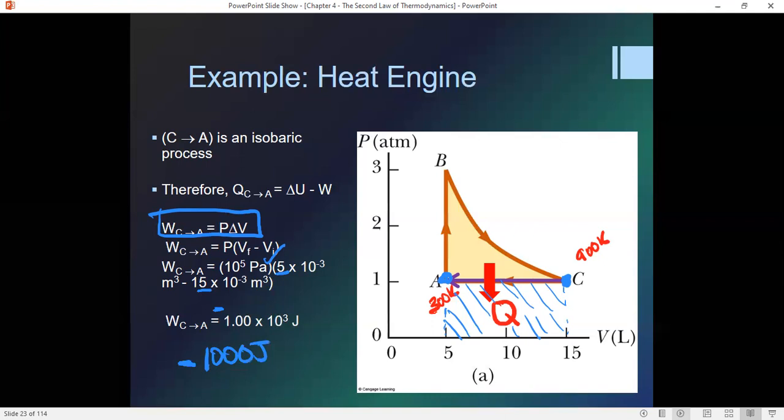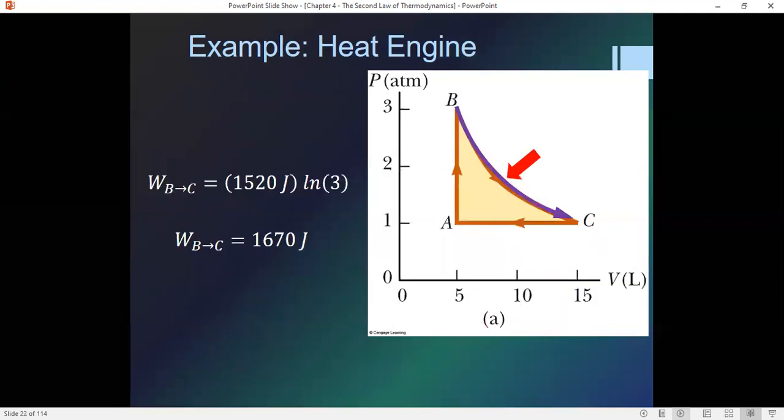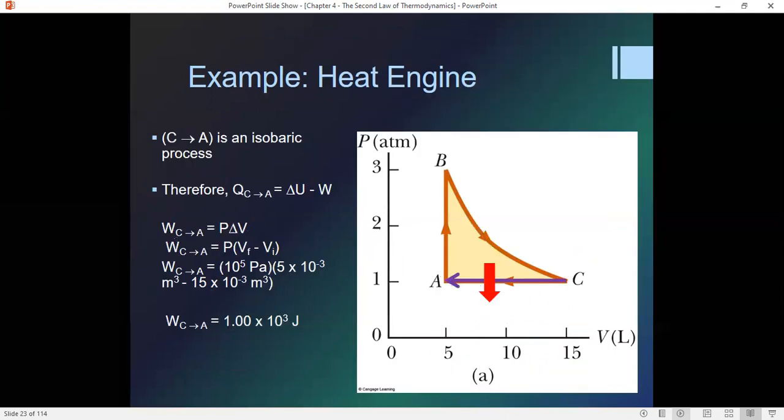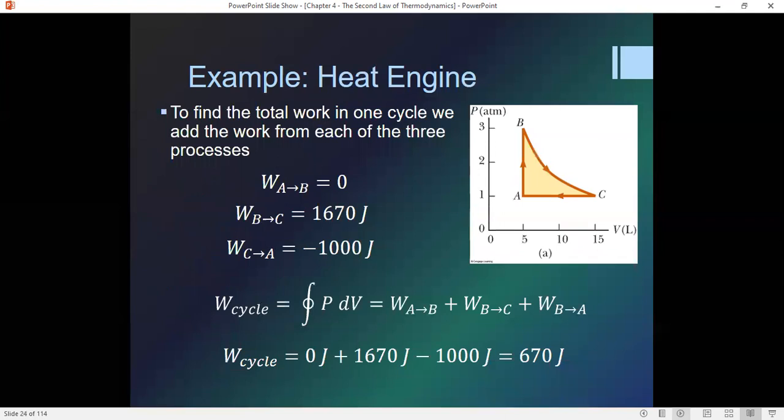Okay? So again, let's review. When the gas expanded, I got 1670 out of it. When I had to recompress the gas, I lost 1,000. So looking at my net work being done, 0 from A to B, 1670 from B to C, negative 1,000 from C to A. That's one complete cycle. That's the area right here, is going to be a net of 1670. I'm sorry, 670. 1670 minus 1,000, 670. Okay? So that's how we calculate the work done by one complete engine cycle.